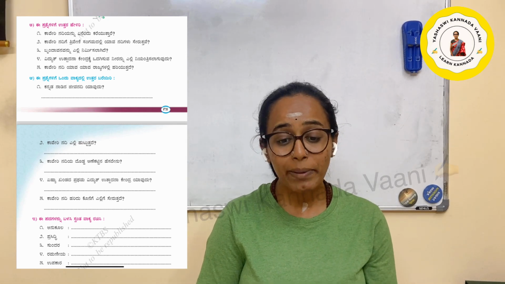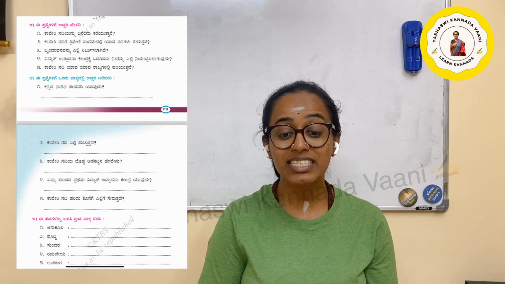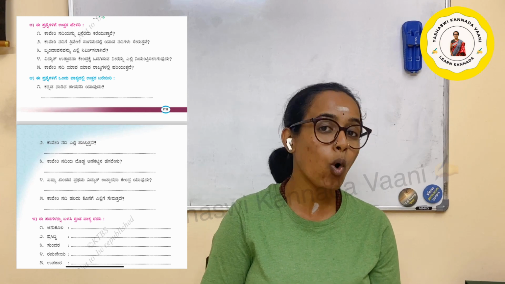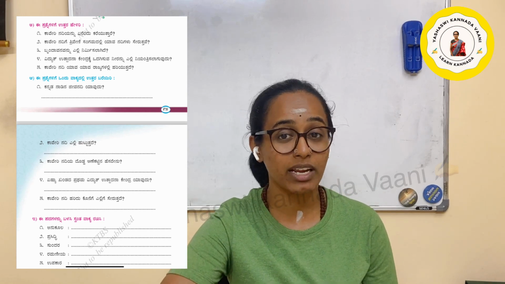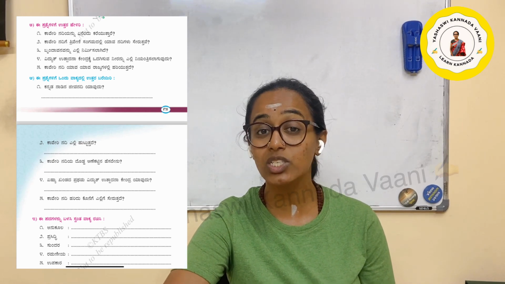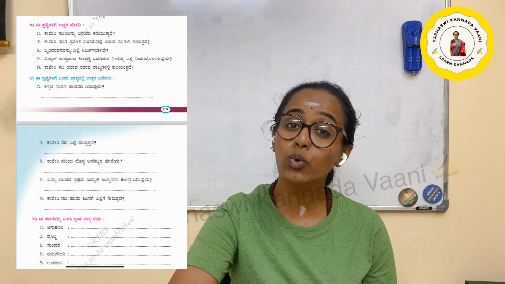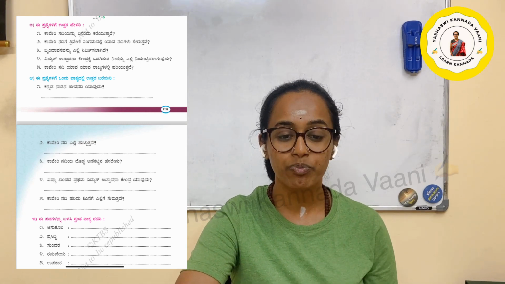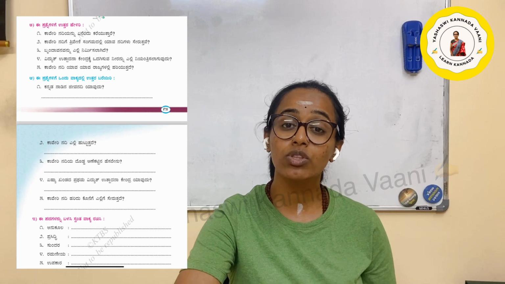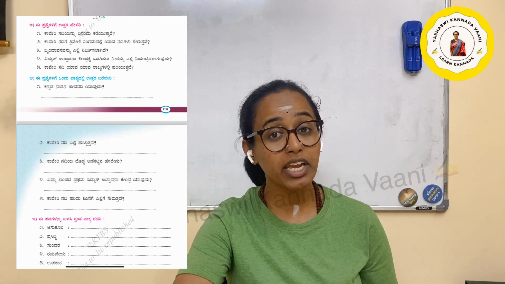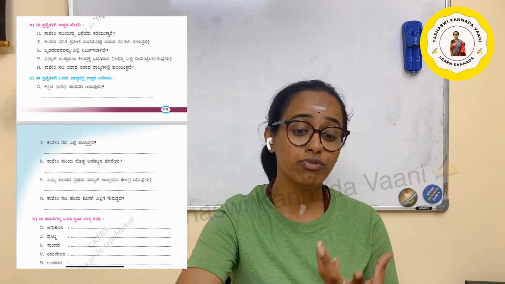Next one. ಈ ಪದಗಳನ್ನು ಬಳಸಿ, use these words, ಸ್ವಂತ ವಾಕ್ಯ ರಚಿಸಿ. Frame your own sentence. I'll leave the meaning for these words. You have to frame the sentence. ಅನುಕೂಲ, use, advantage. ಪ್ರಸಿದ್ಧಿ, famous. ಸುಂದರ, beautiful. ರಮಣೀಯ, very beautiful, wonderful.